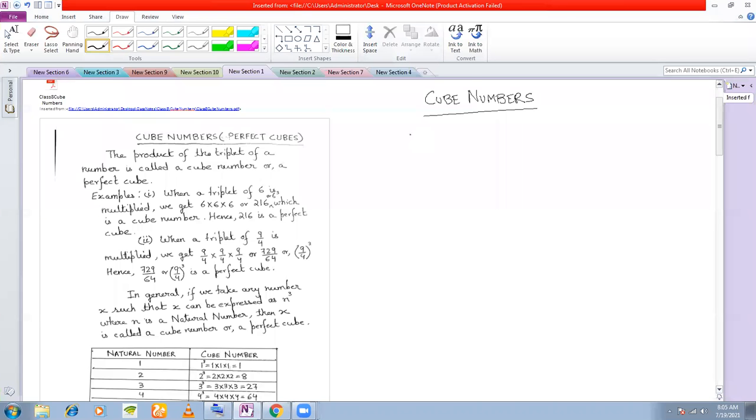Now, what is a cube number or a perfect cube? The product of any triplet of a number is called a cube number. Now, what do you mean by triplet? When a number is multiplied by itself 3 times. For example, 6 into 6 into 6 will give you 6 cube is equal to 216. This number 216 is called a cube number.